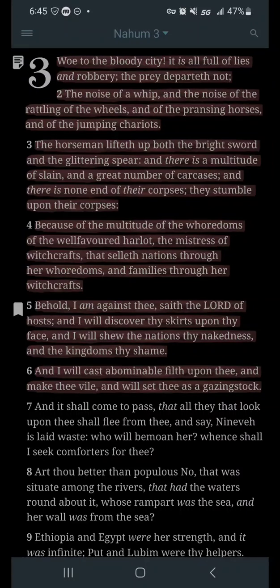Nahum 3 and 4. Because of the multitude of the whoredoms of the well-favored harlot, you know, that's talking about America, man. All right, the mistress of witchcrafts that selleth nations through her whoredoms and families through her witchcrafts. Behold, I am against thee, saith the Lord Yahweh of hosts, and I will discover thy skirts upon thy face, and I will show the nations thy nakedness, and the kingdoms thy shame, and I will cast abominable filth upon thee, and make thee vile, and will set thee as a gazing stock.